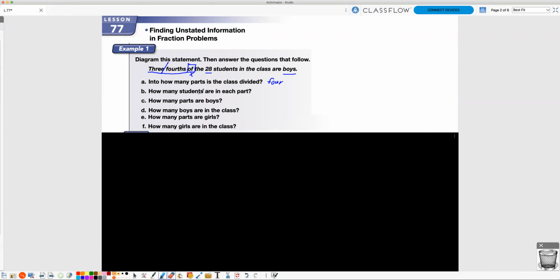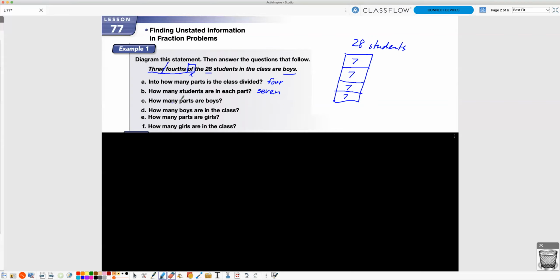How many students are in each part? Well, if you have something that contains 28 students, so whatever this class is, and it holds 28 students, and it's split into 4 equal parts, each one of those parts is 28 divided by 4, which is 7. So each one of those parts is going to contain 7 students.